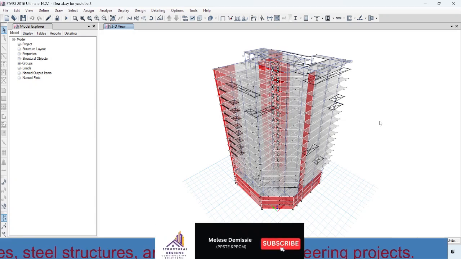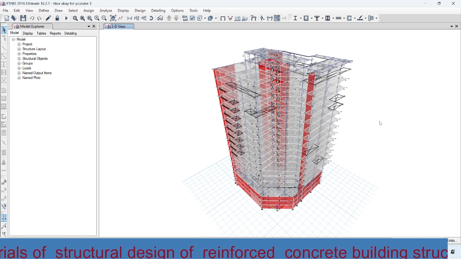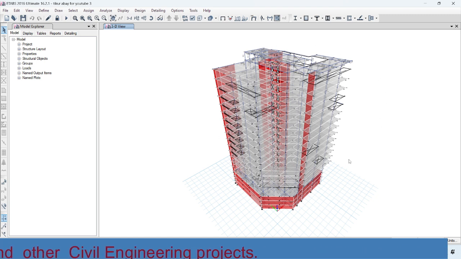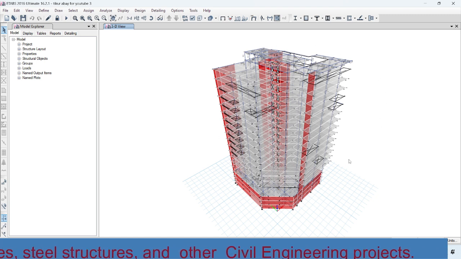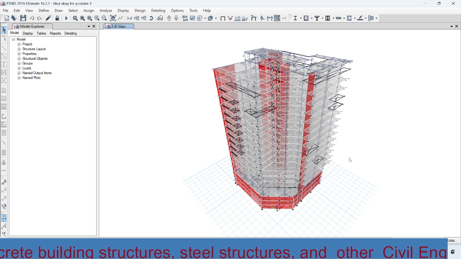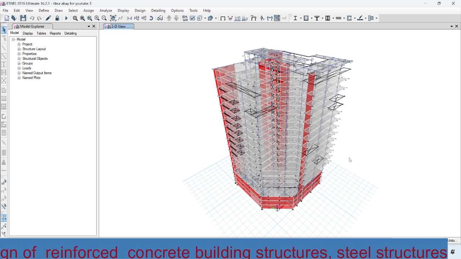My name is Malasa. Today I'm going to show you the detailed designing of the shear wall of this 20-story building using ETABS 2016 as per the Ethiopian and European building code of standard.